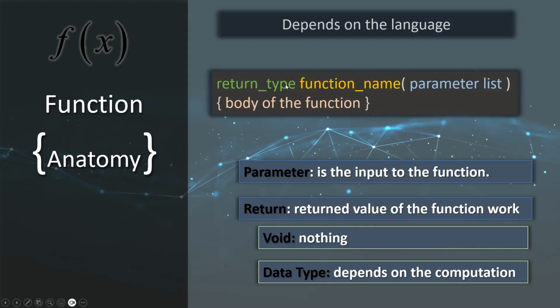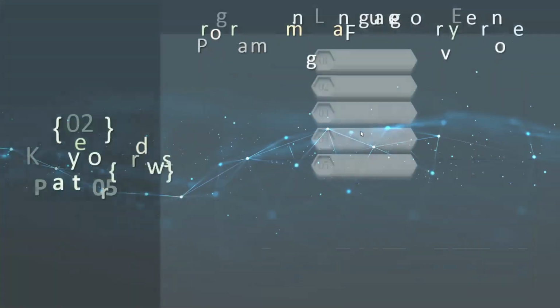Here you can find the return type of the function if there is one, the function name, between these braces the parameter list, and then the body of the function. That's how a function looks in any programming language, but how you write this depends on the language you will learn.